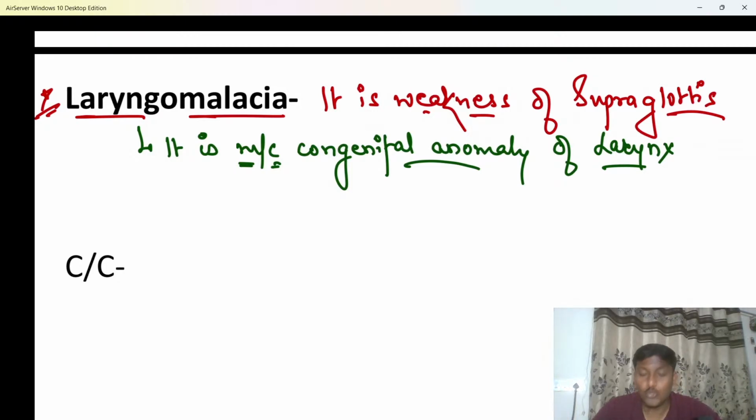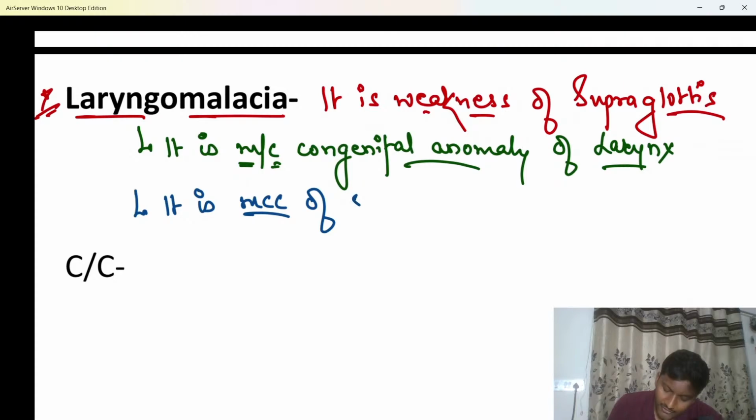याद रखने वाला. No issues till now, anybody? And lastly, you have to remember one more point, that it is the most common cause of stridor in neonates.